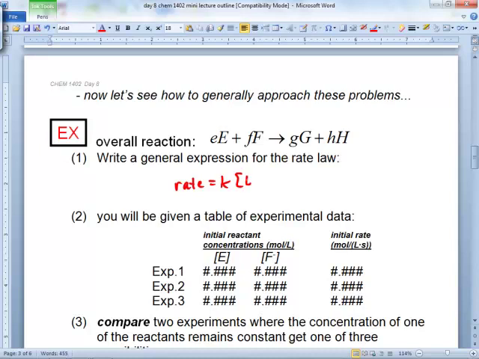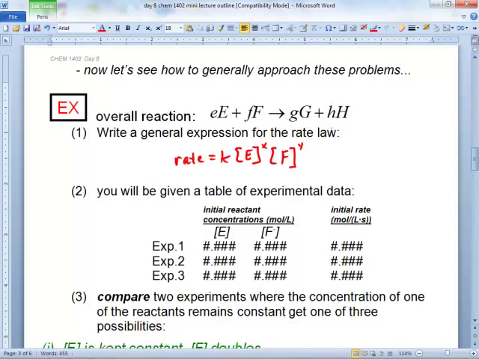Big E, right, to the X, and then keep going. Brackets, big F, exponent Y, right? That's the first thing I'd like you to do. And then you take a look at this table that they give you.